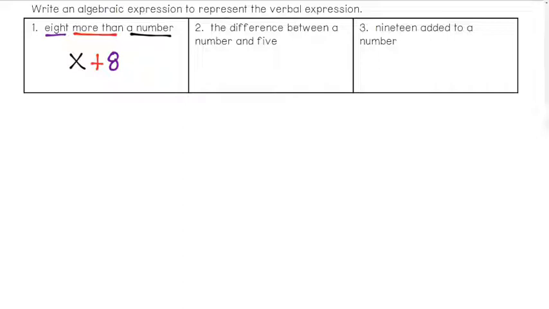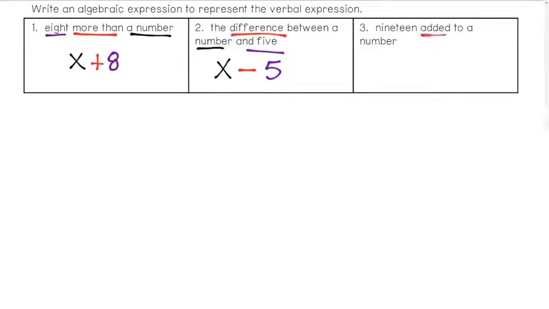Number 2, the difference between a number and 5. So we have the difference and then a number and 5. So difference is subtraction, and I go ahead and put a number and 5. Notice how I didn't put this number variable second. That has to be first because it's in the order. Whenever we see difference, it's the order that's here. Number and 5, number and 5.